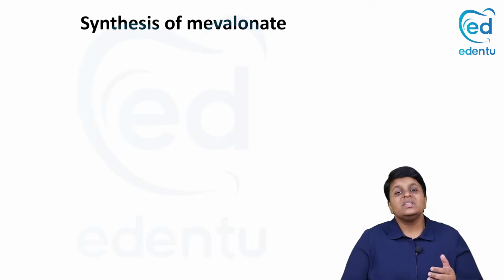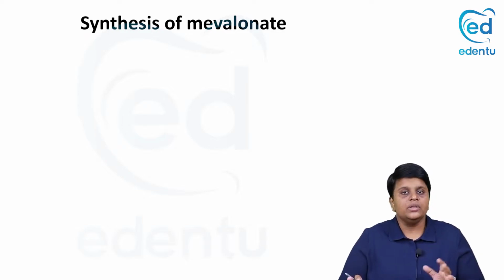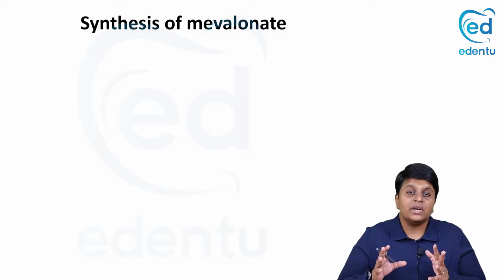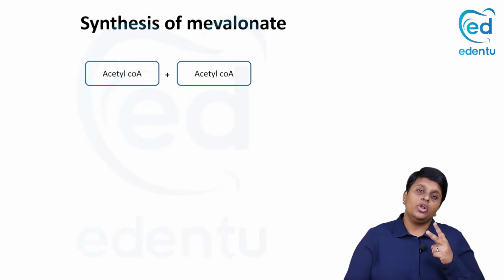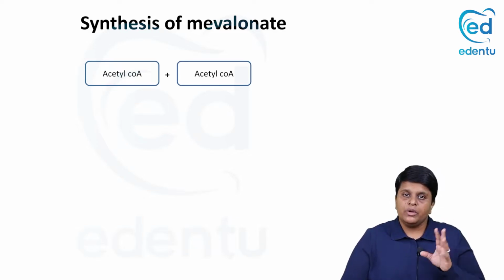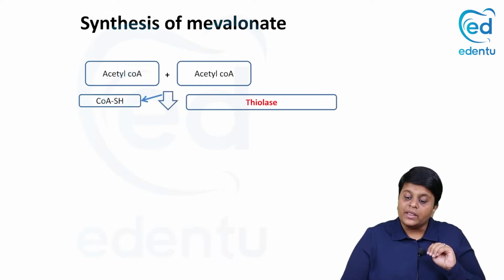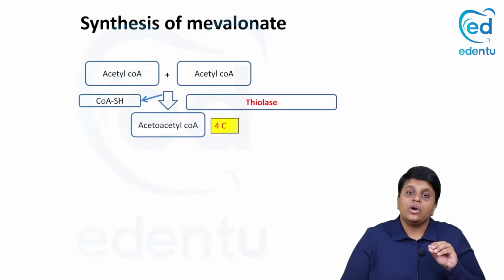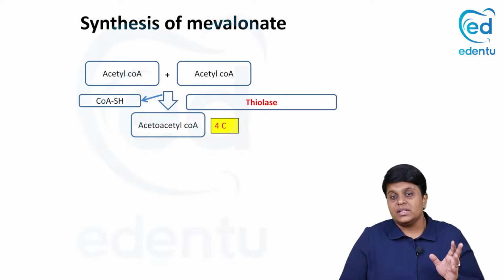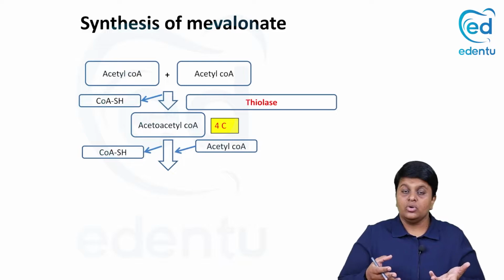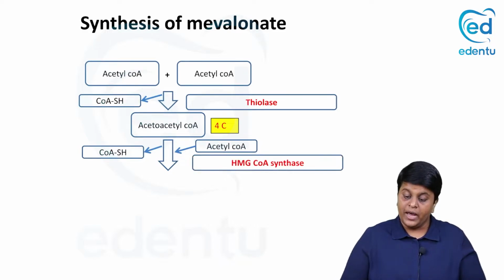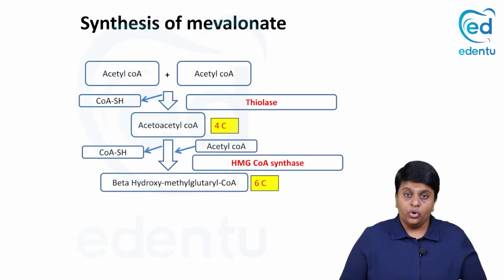Now let us look into each individual step among these major steps. The first one is synthesis of mevalonate from acetyl-CoA. This is a very important step because it contains the rate limiting enzyme. We start from acetyl-CoA. You combine 2 molecules of acetyl-CoA, 2 carbon and 2 carbon, so a 4-carbon compound is formed, called acetoacetyl-CoA. This is by the enzyme thiolase. Then you add 1 more acetyl-CoA. Now 4 plus 2, it is a 6-carbon compound, and that compound is HMG-CoA. The enzyme is HMG-CoA synthase.